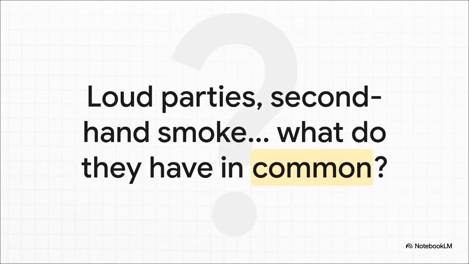Okay, so picture this. Your neighbor is throwing a super loud party, and you can't sleep. Ugh. Or on the flip side, maybe there's a gorgeous public garden on your street that just makes you smile every time you walk by. So, what do a loud party, secondhand smoke, and a beautiful garden all have in common? You might not think of them this way, but they're all economic issues. They have real impacts that you just can't find on a price tag.